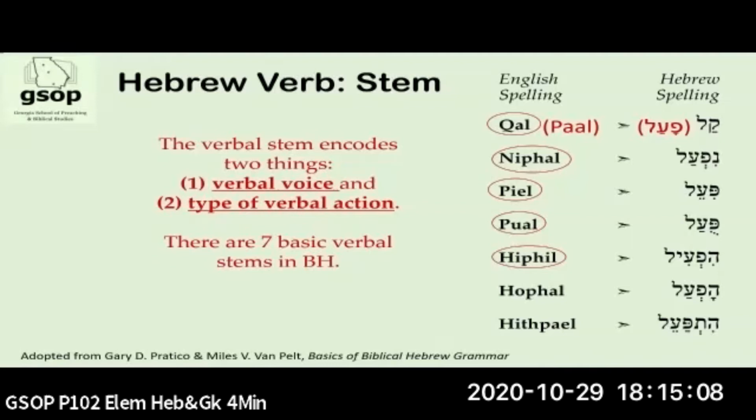Another name for Qal is Pa'al, and that's in the old grammars, but you'll still find it referenced. And there you see it with the Greek and the Hebrew spelling. And then you have the Niphal, and then the Piel, and the Pual, and the Hiphil, the Hophal, and the Hithpael. Those are the seven. We're not going to go through all seven, but you'll get a feel for the process as we go through the first five: the Qal, the Niphal, the Piel, the Pual, and the Hiphil.